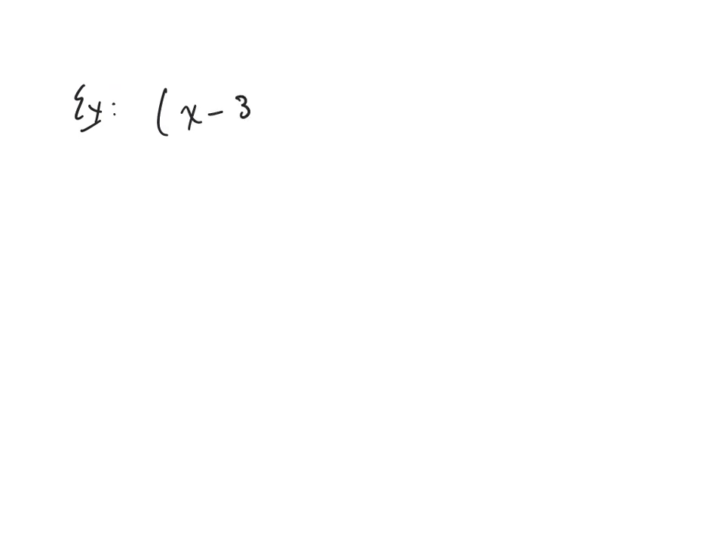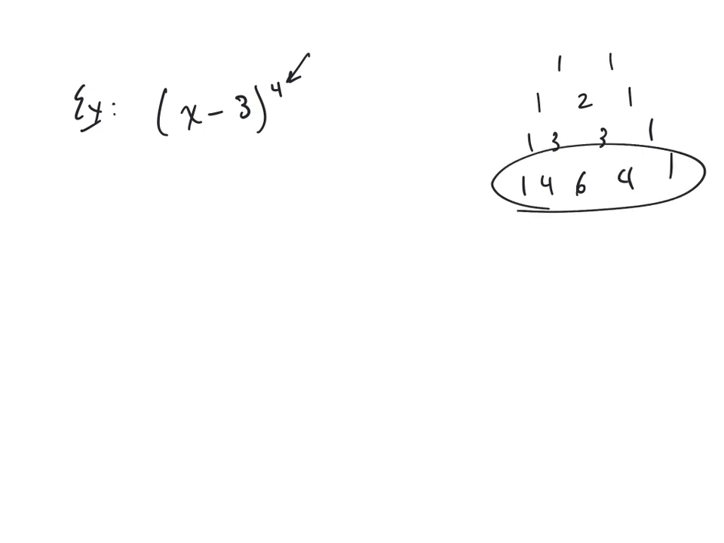So what if I were to have something like x minus 3 raised to the 4th power? There's just one little adjustment that you have to make. It's not a big deal, but you still have to adjust. Because the power is a 4, we'd need the 4th row of Pascal's triangle. So again, I'll just quickly get that off to the side. Right, so there's the 4th row. We start by writing down those coefficients, 1, 4, 6, 4, 1.